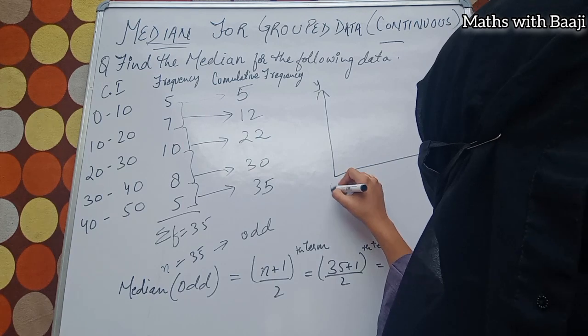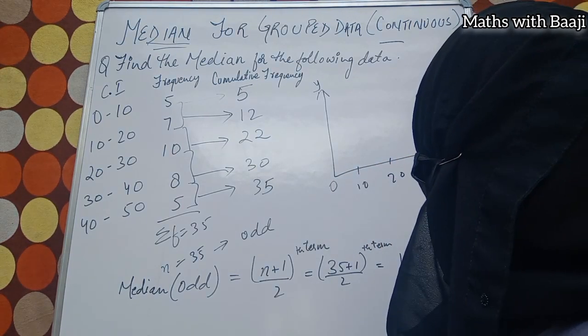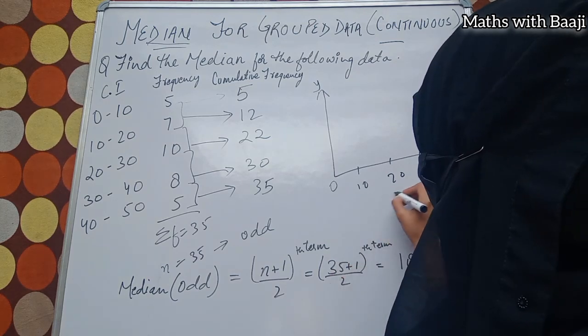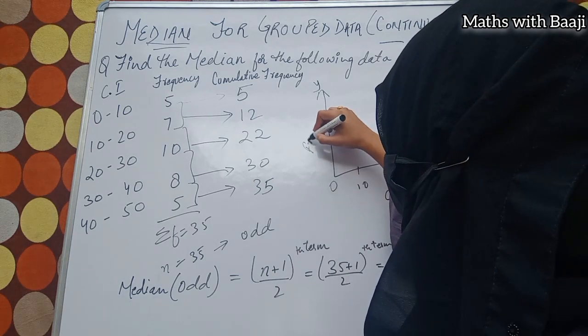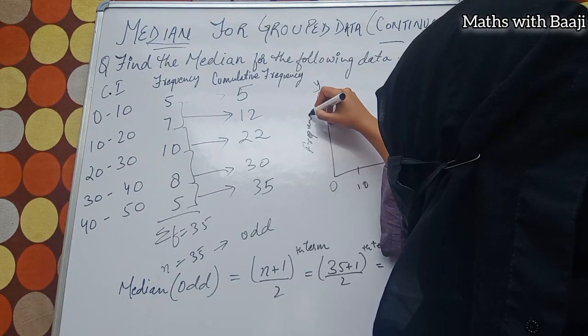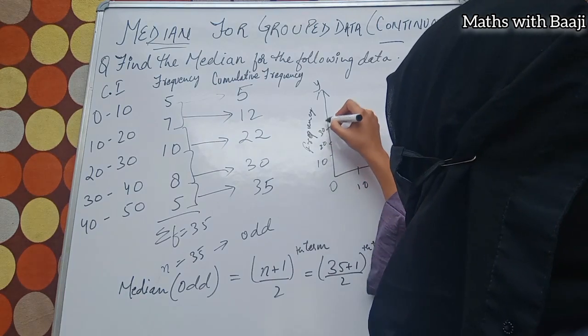This is your origin. This can be 10, 20, 30, 40. This side we will be taking class interval, and this will be your frequency. Suppose this is 10, 20, 30, 40.